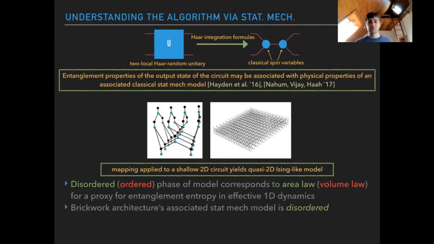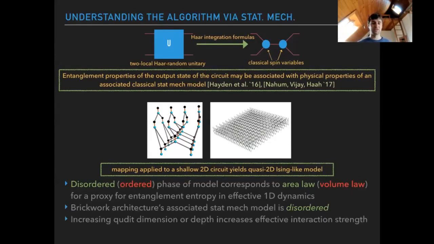So thinking about this brickwork architecture I introduced before, we find that it has an associated stat-mech model that is in a disordered phase, which implies an area law for this proxy for the entanglement entropy that I don't have time to precisely define here.